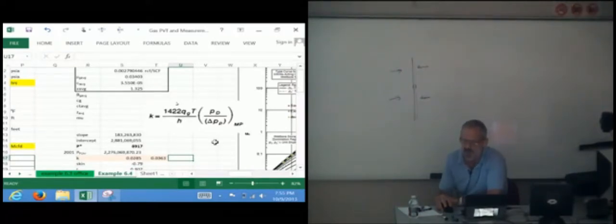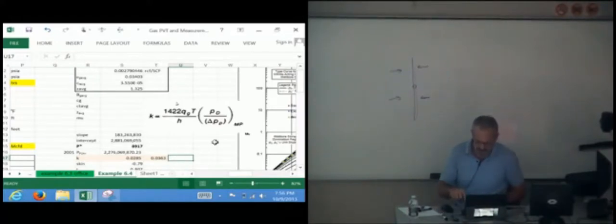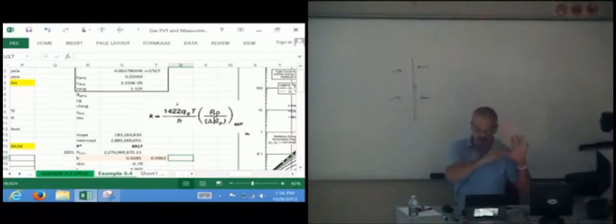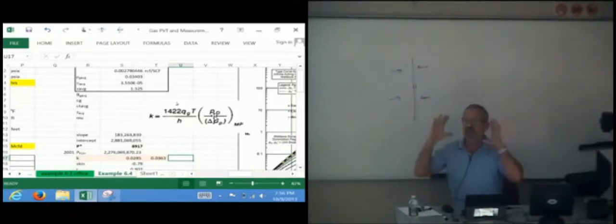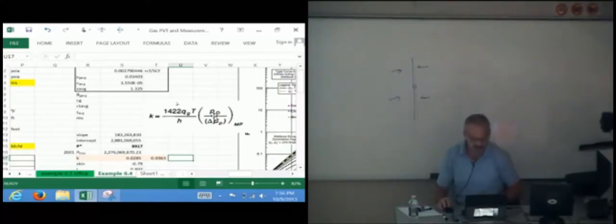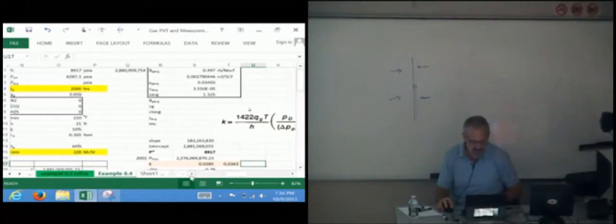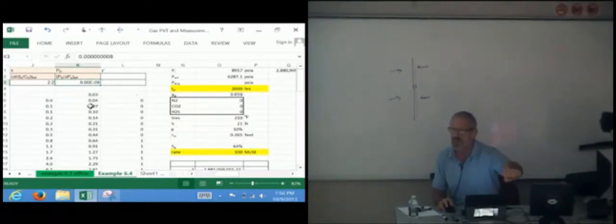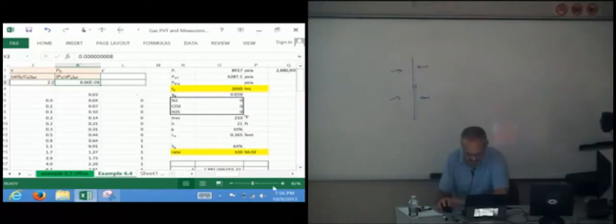Okay, you can see I'm working this both ways. You're saying the one that we calculate first, the 0.0285? This is set up to solve for K. But I'm going to move H over to the left, divide by 1422 QT, and solve for P sub D over delta pseudo pressure match point. And I'm going to get a number that's very close to this number right here. Okay? And let's use that number and see how our match looks.